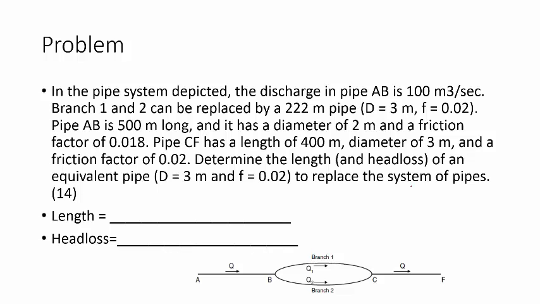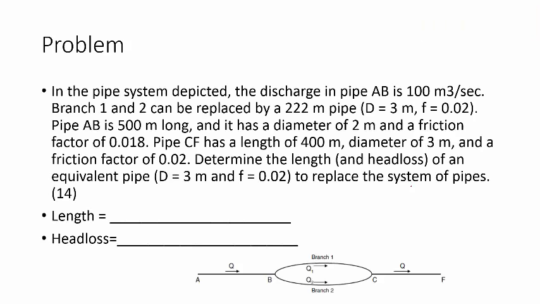Now this is the problem that has the system of pipes, and you have to be very careful about reading it. This problem is from the book, different numbers, but one of the suggested problems for you to practice on. So let's read it first. In this pipe system that is depicted here, you have discharge from pipe AB. So this is the discharge.